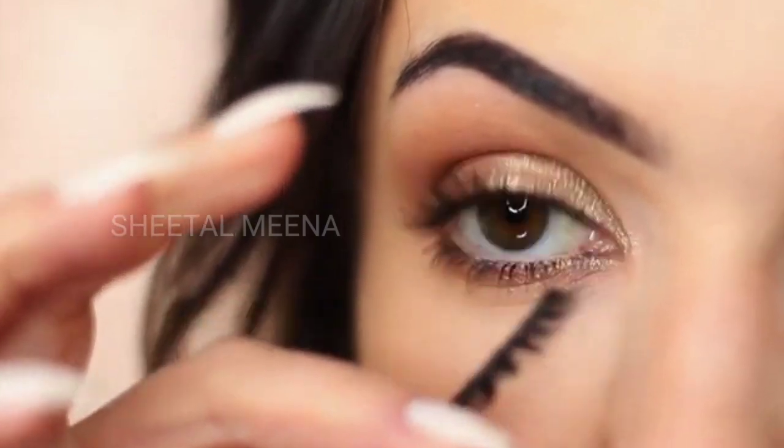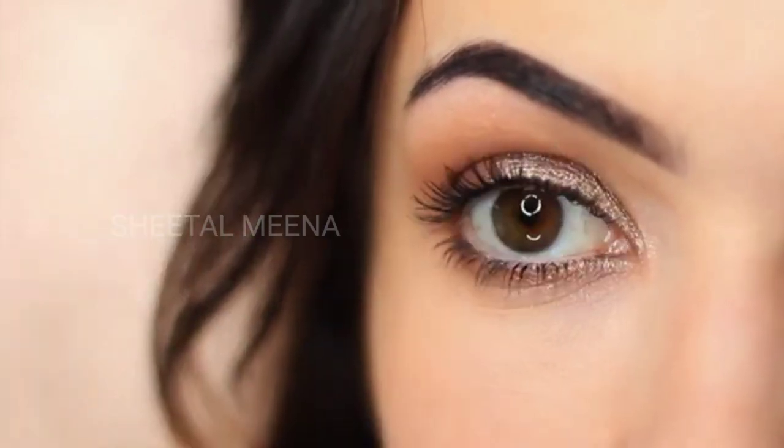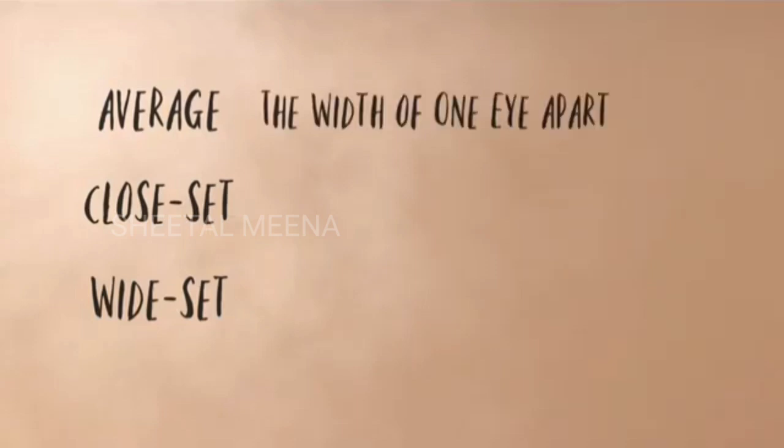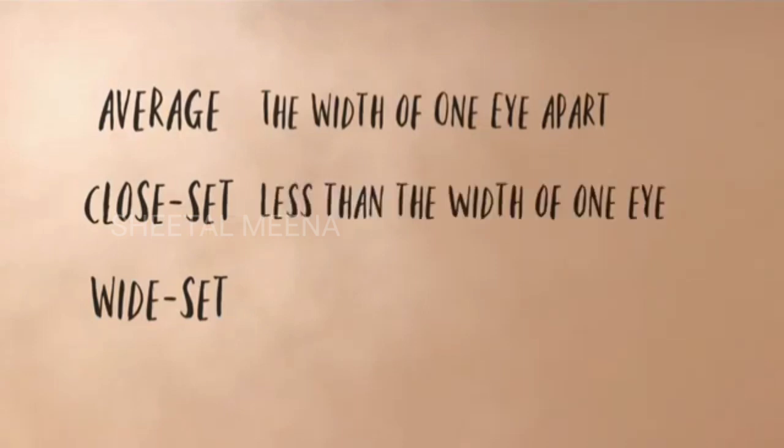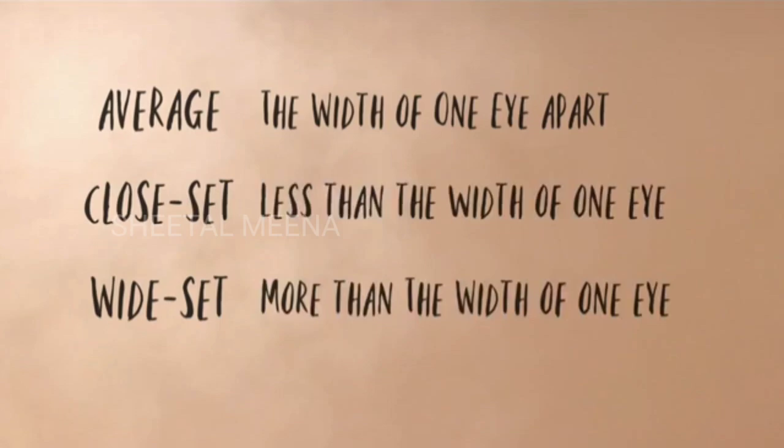So let's quickly refresh on both eye spacing and eyeshadow placement. Whether you are hooded, round, or any other eye shape, you still fit into one of 3 categories: average, close, or wide. This refers to the distance between the eyes. The so-called average spacing between the eyes is the width of one eye length apart. If it's less than one eye length apart, it's considered close set. If it's more than one eye length apart, it's considered wide set.